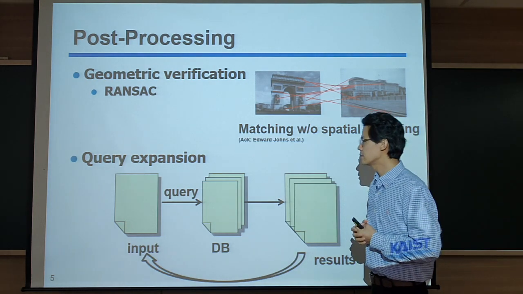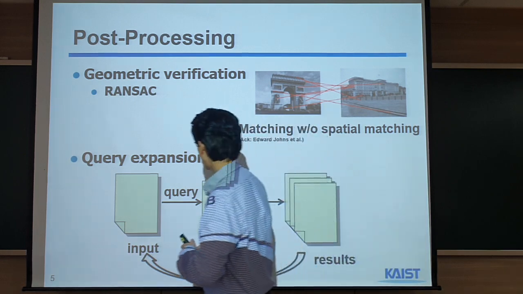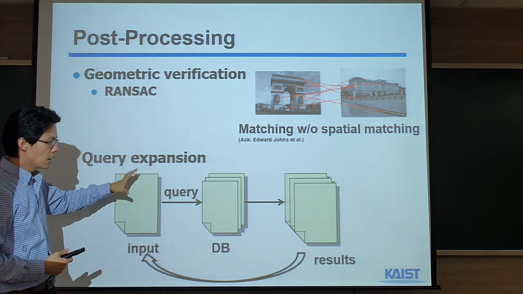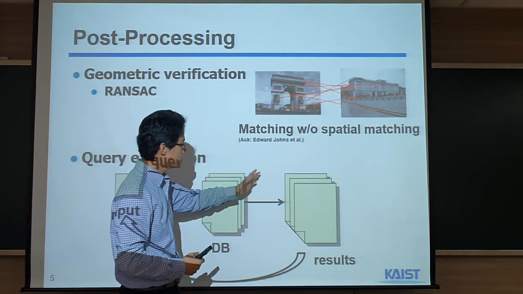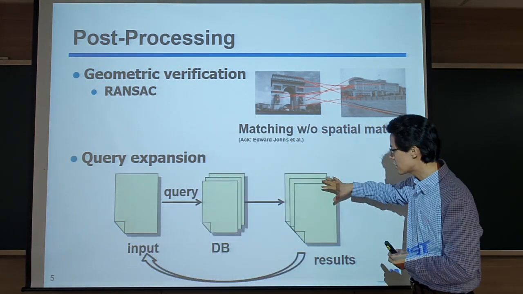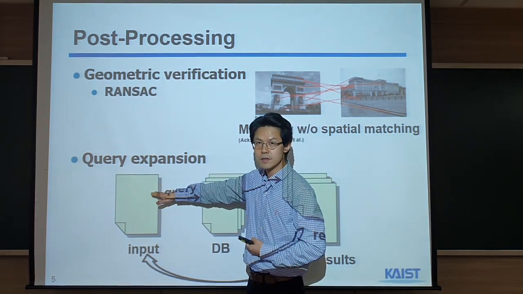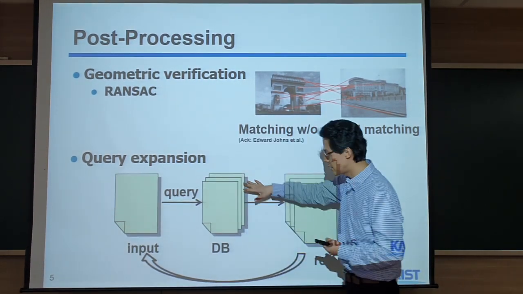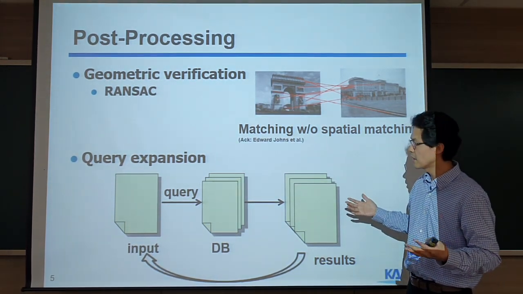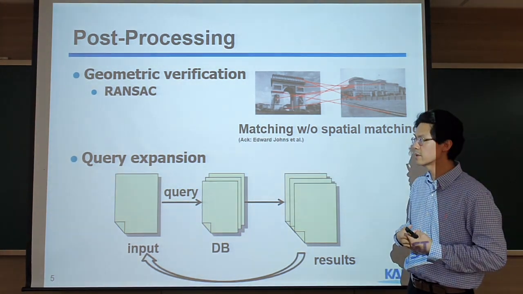Another technique is query expansion, and its main idea is also very simple. We typically start with the query, right? We usually provide a query image, and then we go through the DB, and then we return the identified similar images, right? And then we treat this result as another input to the image search system, and then we identify the similar images again. And by keeping doing that, we can identify a bigger set of similar images.